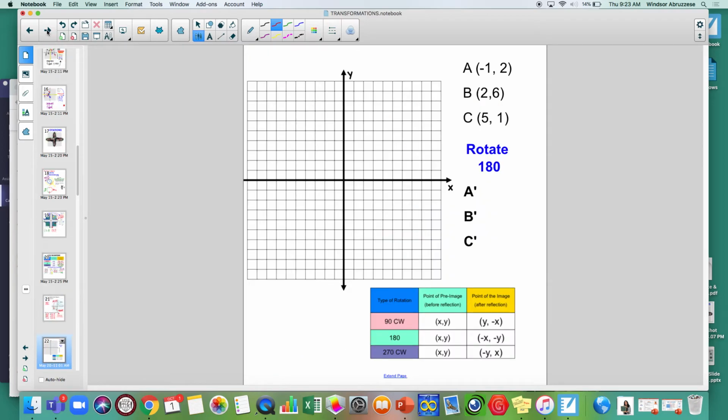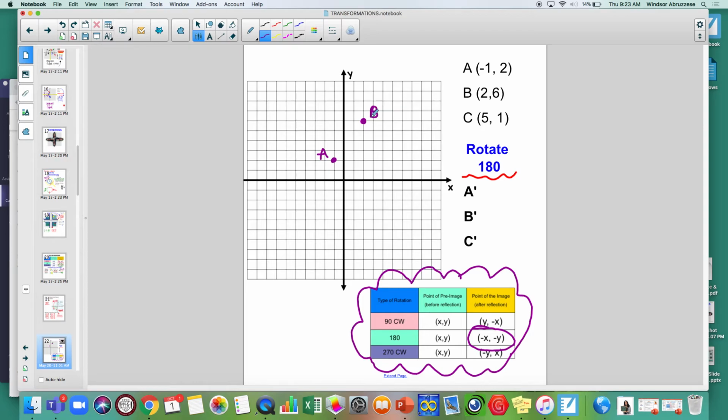The next example. I have A, B, and C, and I'm going to rotate it 180 degrees. So take your pen. You could use colored pencils, whatever you want. And look, I have my chart here to help me remember. The rule for 180 is just do the opposite signs. So I'm going to plot and label -1, 2 is A, 2, 6 is B, and 5, 1 is C. Let's connect our dots as neatly as you can.